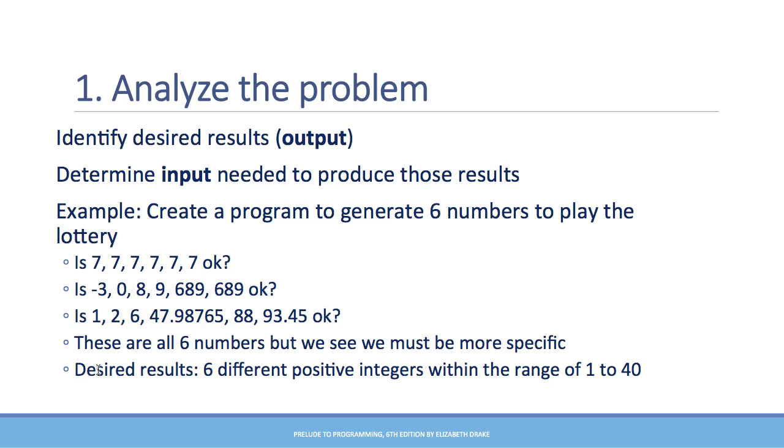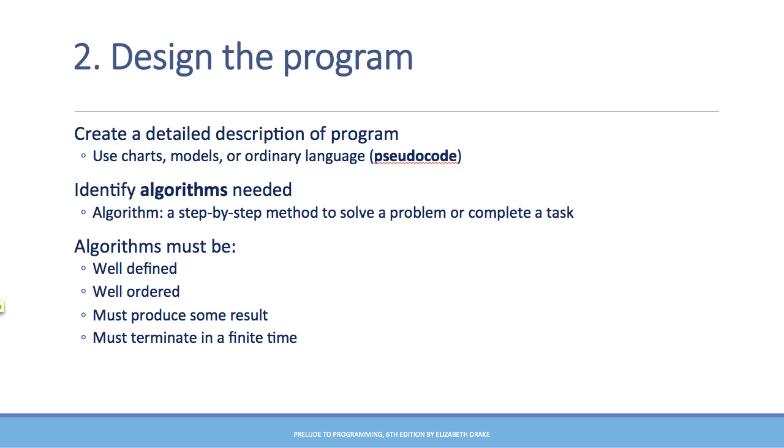Here we have a suggestion. The desired results are 6 different positive numbers within the range of 1 to 40. Okay. I've never bought a lottery ticket, so in truth I have no idea what they require. So once we've done that, we design our program.